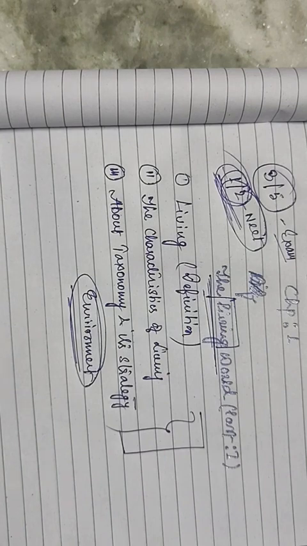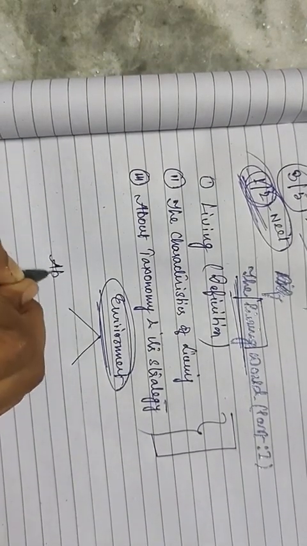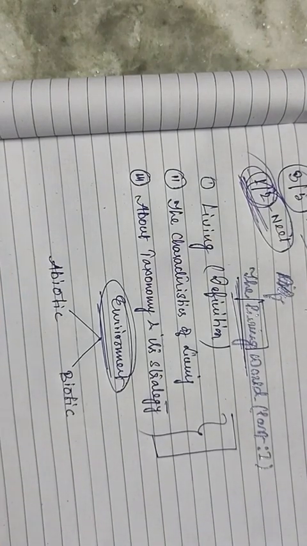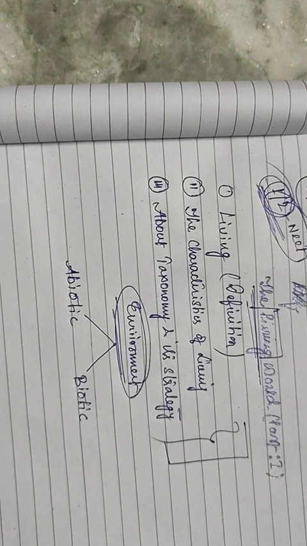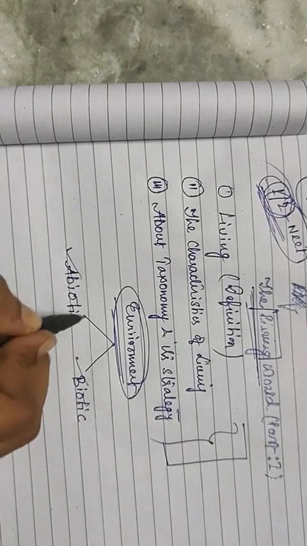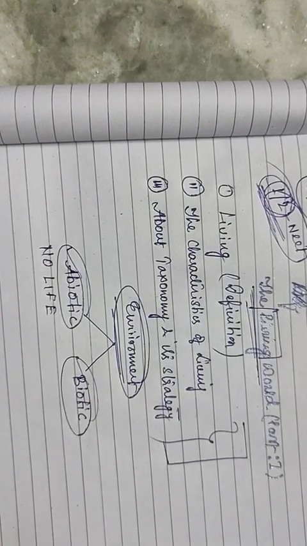Clear? So let's start. You should know the meaning of the living and how many types of living beings are there in our environment. In our environment, normally there are two types of things: one is the abiotic substance, another one is the biotic substance. These are quite known terms for all of you, because in class 10 you already studied them in the environment chapter. So abiotic means the non-living substance, no life, and biotic means the living substance.